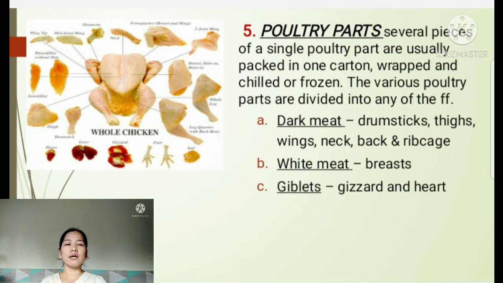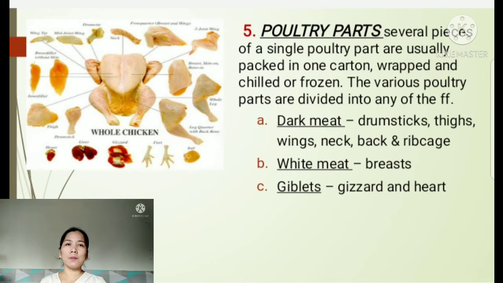May tatlong uri, yung tinatawag nating dark meat, white meat, at saka giblets. So, pag sinabi nating dark meat, kasama dito ang drumstick, thighs, wings, neck, back, and rib cage. Dark meat includes drumstick, thighs, wings, neck, back, and rib cage.